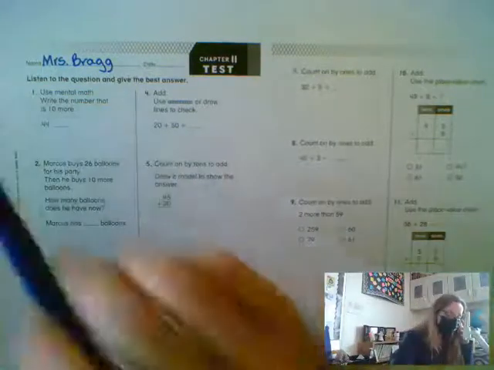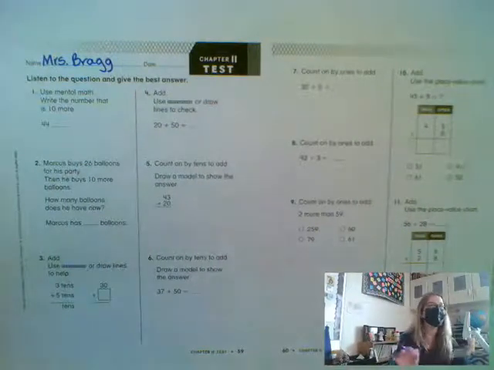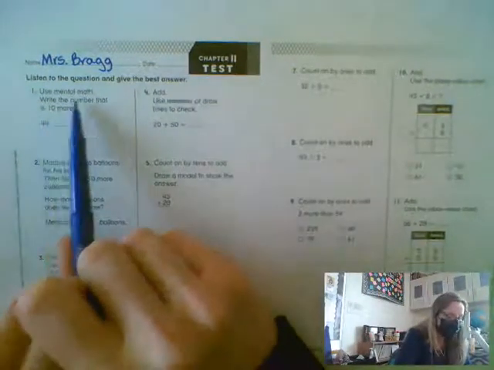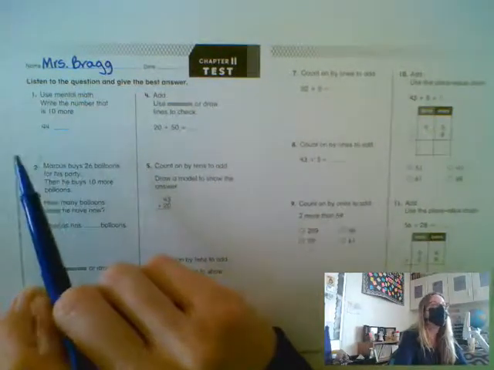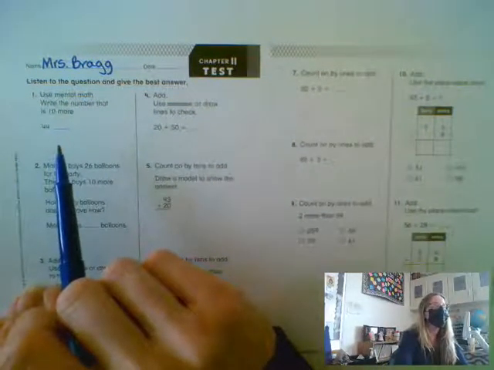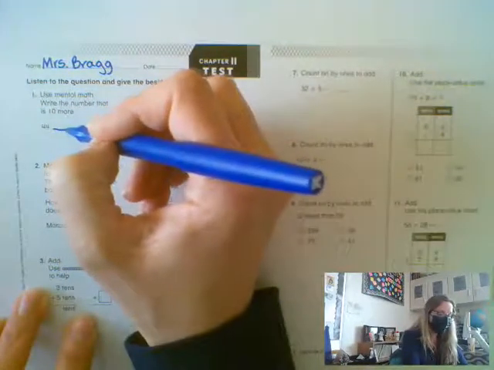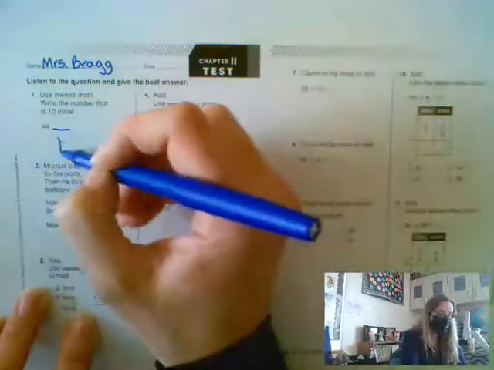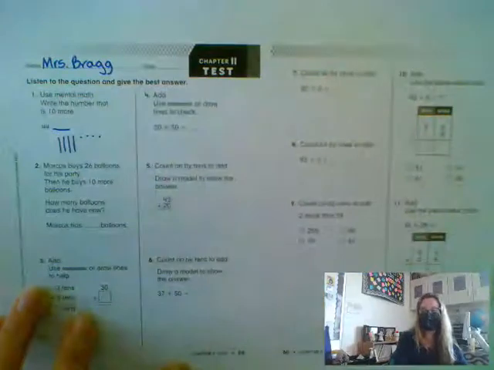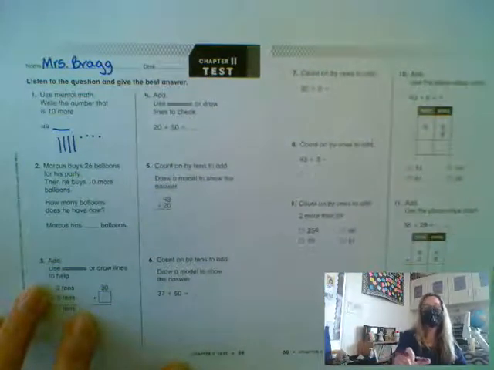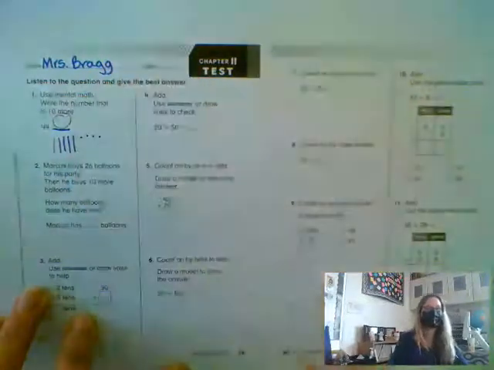Thank you. All right, so number 1 says you're going to use mental math. That means just use your brain. You don't have to write it down or anything. Write the number that is 10 more than 44. So we know 44 is 4 10s and 4 1s. What would 10 more be? Write it on this line. If 44 is 1, 2, 3, 4 10s and 1, 2, 3, 4 1s, what would 10 more be? Figure it out and write it on this line.